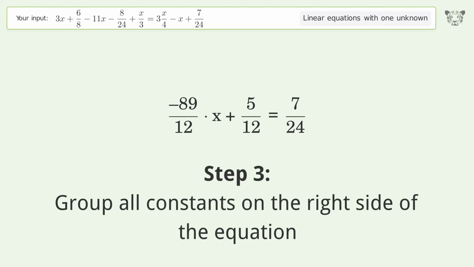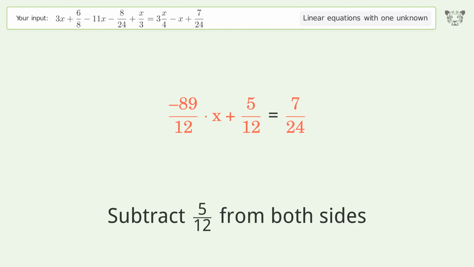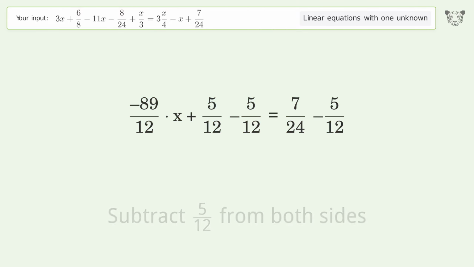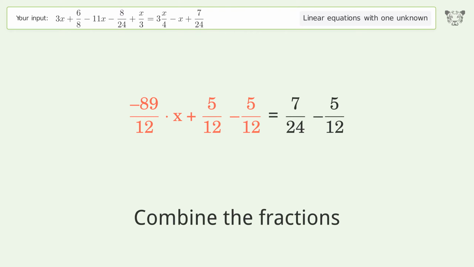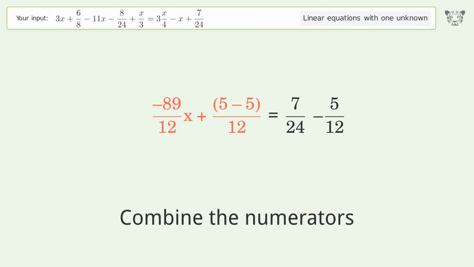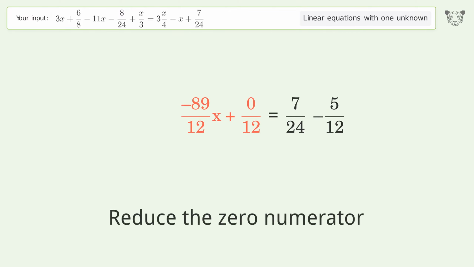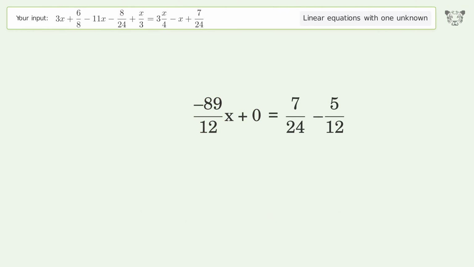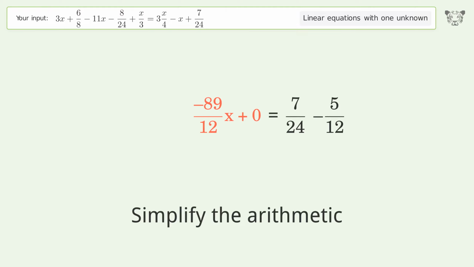Group all constants on the right side of the equation. Subtract 5/12 from both sides. Combine the fractions. Combine the numerators. Reduce the zero numerator. Simplify the arithmetic.